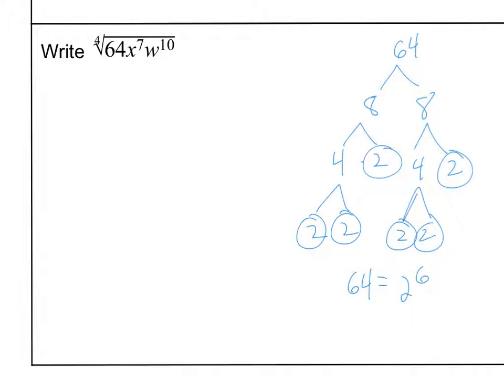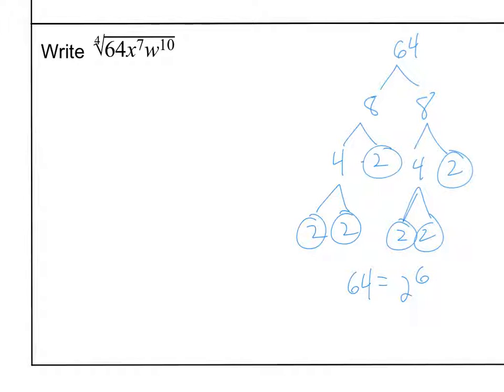So for problems like these, here we have a higher root and we have all kinds of crazy business going on inside. You have coefficients and then you have variables to a power. And you do have to kind of treat everything separately. So I'm going to treat the 64 differently from the x to the 7th, differently from the w to the 10th. But it really is all the same rules.